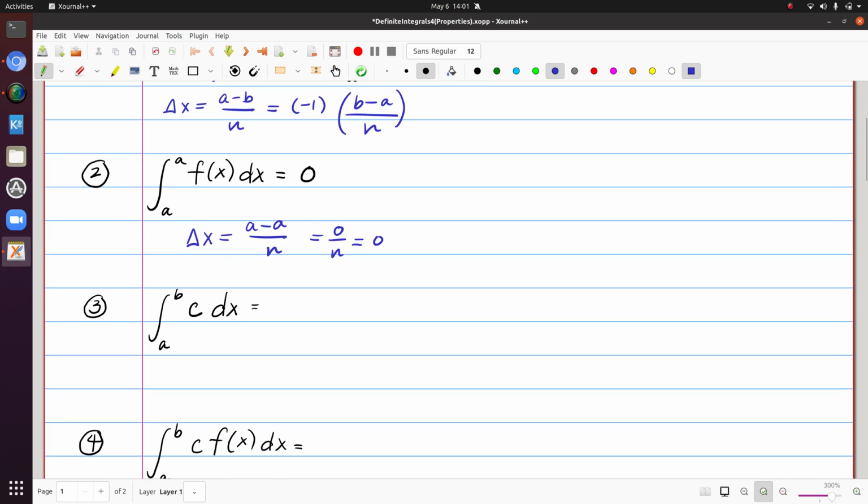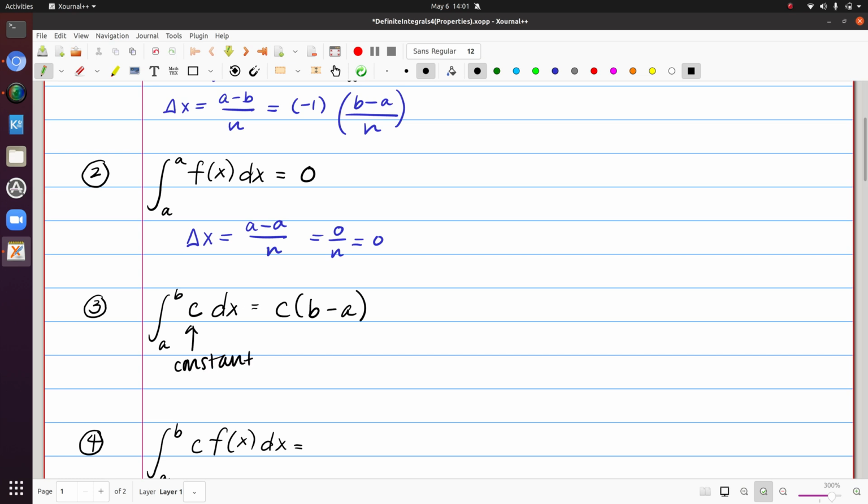So this next one here is supposed to reflect that you're integrating a constant function. So the function f of x equals c. In this case, you will get c times, let me put this back here, b minus a. So again, what's important here is this is a constant.